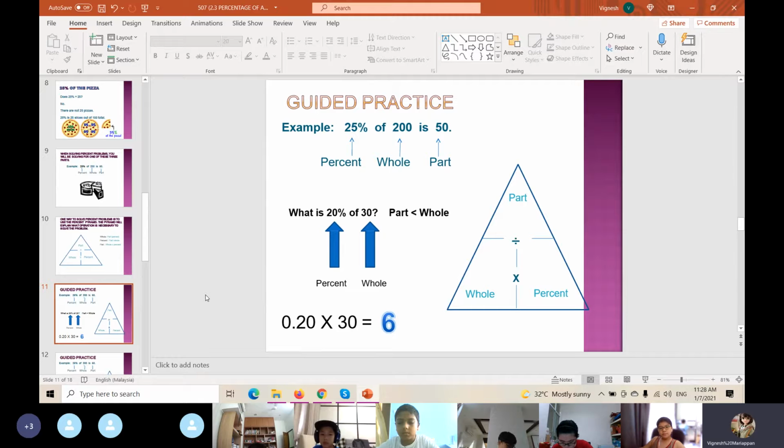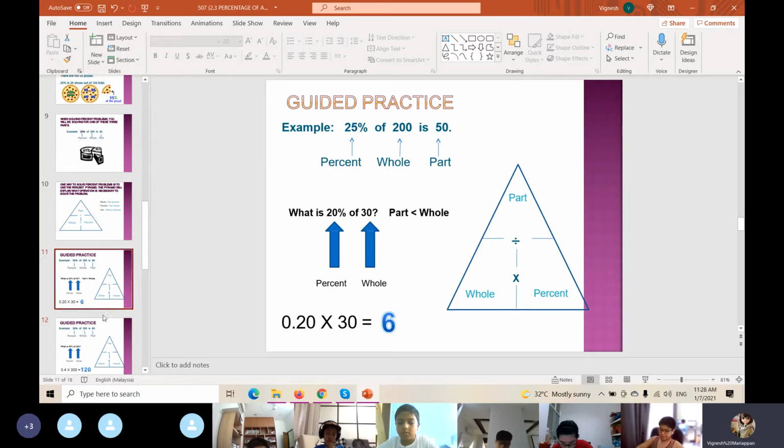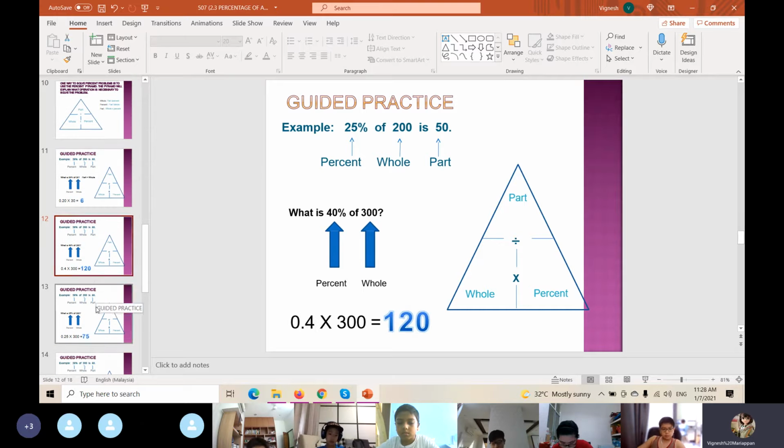Understand or not? If you want to double check the answer, please check whether the answer you got, the part, is smaller than whole or not. Understand? Okay, never mind. I'll show you one more example.